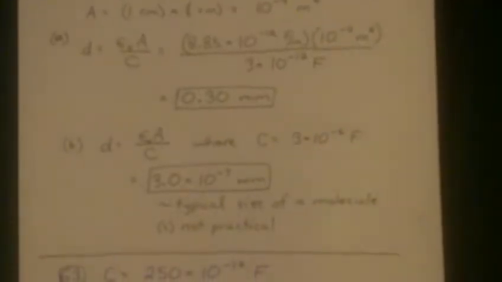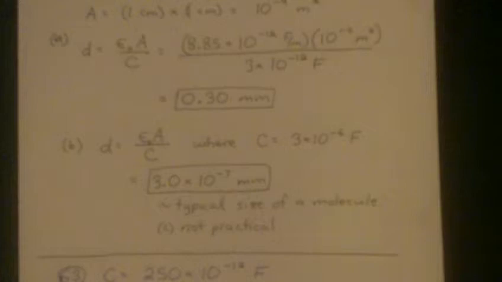For part B, the capacitance has changed, and you plug those numbers in as you see on the screen, and it gives a distance of 3 times 10 to the negative 7 millimeters. The question asks in part C if this is practical or not, and you have to consider 3 times 10 to the negative 7 millimeters.